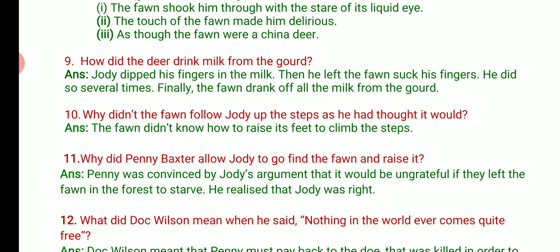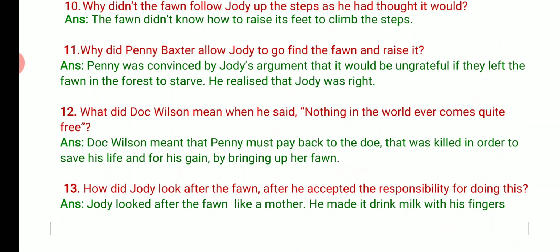Why did Penny Baxter allow Jody to find the fawn and raise it? Penny Baxter was convinced by Jody's argument that it would be ungrateful if they left the fawn in the forest to starve. He realized that Jody was right. What did Doc Wilson mean when he said, "Nothing in the world never comes quite free."? Doc Wilson meant that Penny must pay back to the doe that was killed in order to save the life of his gain by bringing up her fawn.